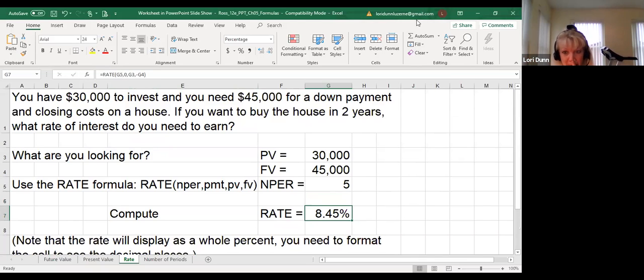Any questions on that for those of you who like to use Excel? Which I think it's not even that you should like to use it. You just need to learn to use it. Because in business, this is all that is used. Especially in accounting and finance.